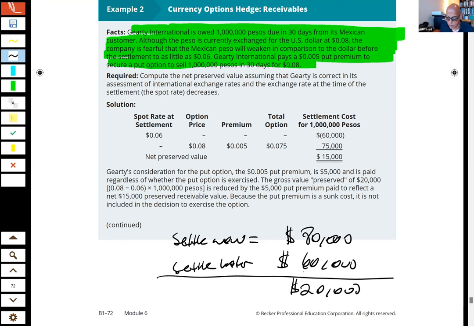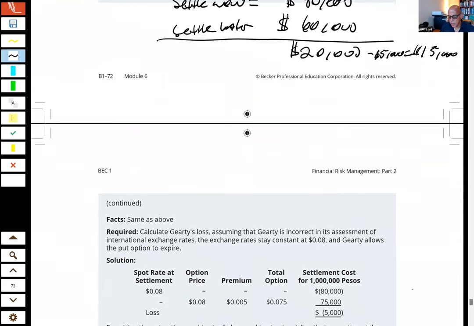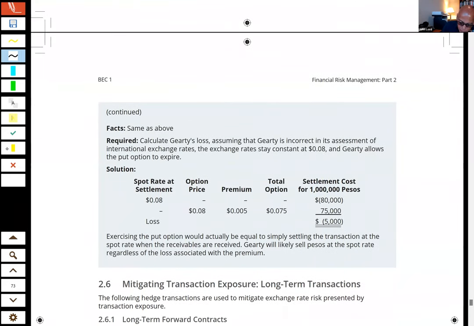Okay. So we have the 20,000 exposure, but we've got to pay, and again, it's the 5,000 for the option. So even though it's costing us something, we can eliminate the exposure here by paying 5,000. So our net on this would be 15,000. Now, again, if the bad thing didn't happen, we don't exercise the option, and our cost is at that point what? If you don't exercise the option, your cost is the price of the option.